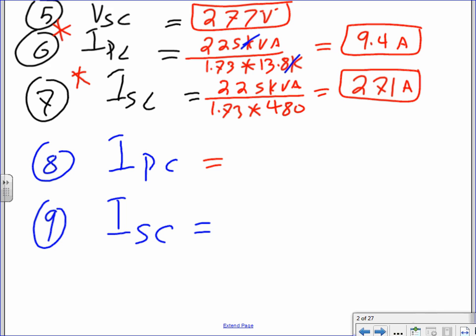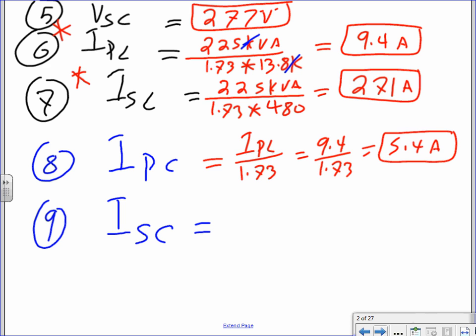I primary coil. The primary coil, guys, the formula is I primary line divided by 1.73. Piece of cake. That will be 9.4 divided by 1.73, and that will get you a healthy 5.4 amps. Ridiculously small amps, 5.4 amps. See how easy that is? Very easy, simple. On the secondary side, gentlemen, the same thing.